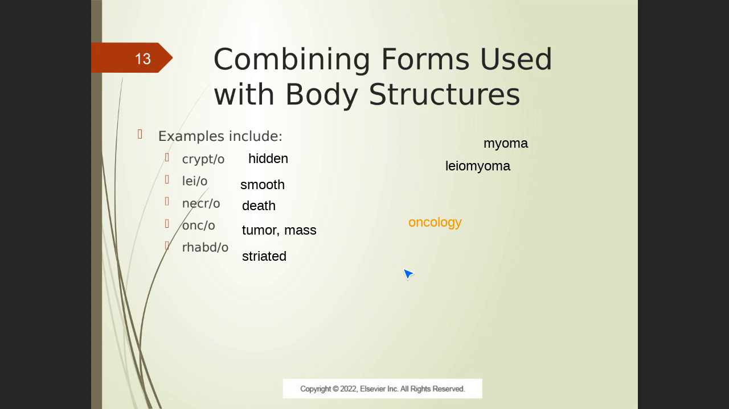Okay, so leiomyoma doesn't necessarily mean that they're malignant, because remember, it's an oma. Okay, there are tumors there, but they may not be malignant. But if I put leiomyosarcoma, now we're talking about a malignant tumor in the smooth muscle cells.